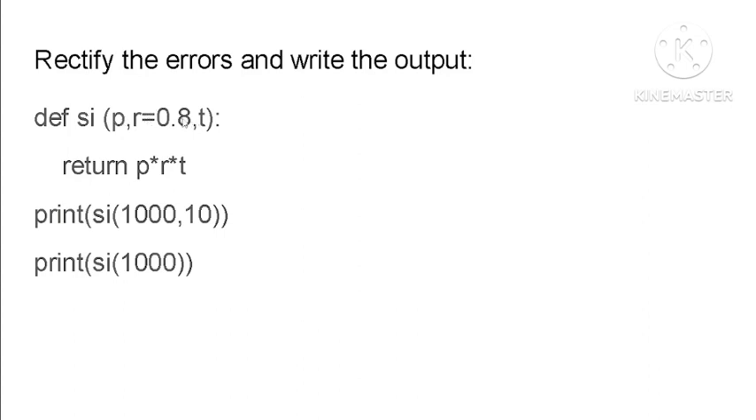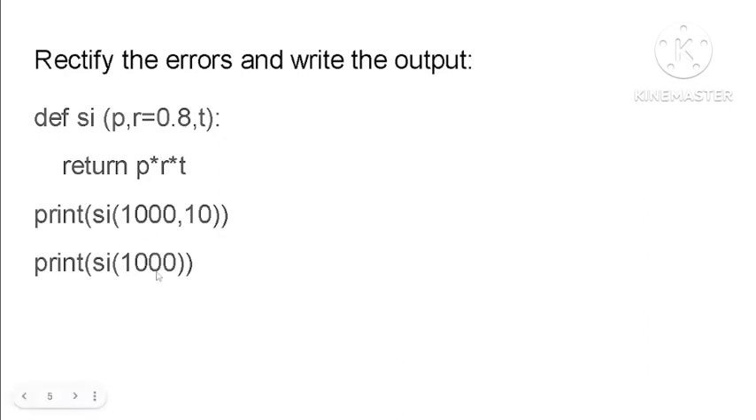So the argument line should be P comma T comma R equal to 0.8. P and T should be on the left. Default value R should be on the right. That is one mistake. Return P into R into T, this statement is fine. Print SI of 1000 comma 10 is good because 1000 will be passed to principal and 10 will be given to T. R we have a default value, so it will get printed.